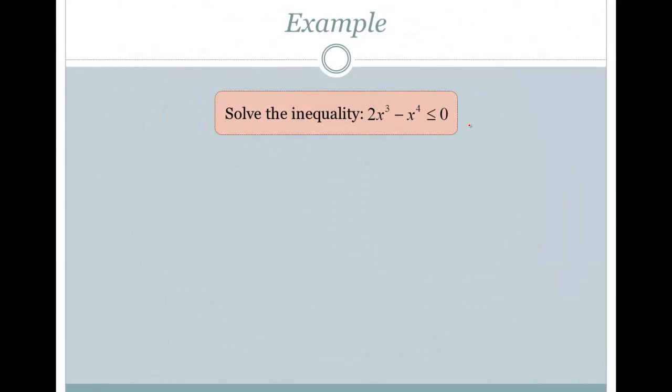Solve this inequality. We want to check when we're less than or equal to 0. So the first thing we want to do is find the zeros. We want to find those critical numbers. So first thing I should do is simplify that, which would mean to factor out an x cubed term. If I factor out an x cubed, I got x cubed times 2 minus x. From here, it's easy to see that I have two critical numbers. The critical numbers are going to be 0 and 2. So now I can set up my test intervals.